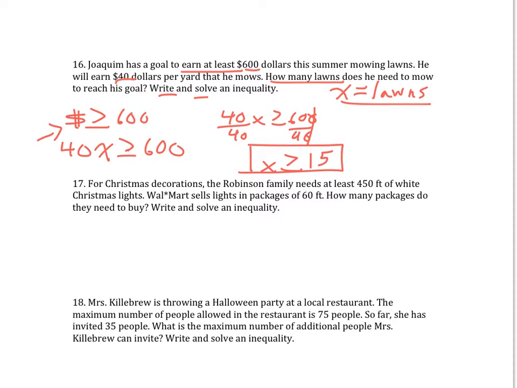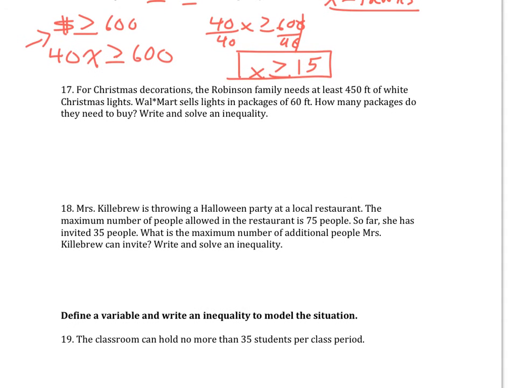17. For Christmas decorations, the Robinson family needs at least 450 feet of white Christmas lights. Walmart sells lights in packages of 60 feet. How many packages do they need to buy? How many packages? Let's say P is equal to packages, because that's what I want to know. That's my variable, the mystery number, packages. Write and solve an inequality again.